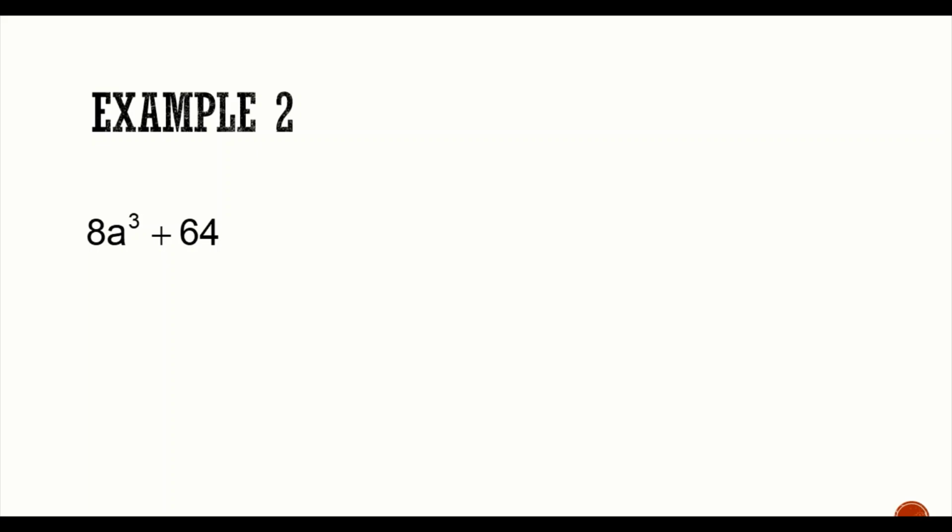In the second example, again you have a sum of two cubes. So what you do in this case is you open your brackets. The cube root of 8a cubed is 2a. The cube root of 64 will be 4. So if you square that 4, you get the 16, which is our last term in the trinomial.